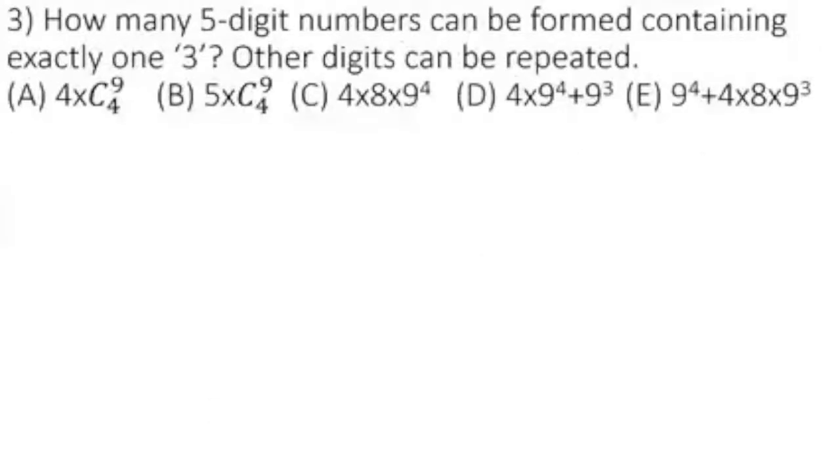How many 5-digit numbers can be formed containing exactly one 3, where the other digits can be repeated? So remember only one thing you have to understand here: 3 will come only once in the 5 digits. It is not repeated at all. So it should occur only one time. So how will things work? What are the possibilities of placing 3?